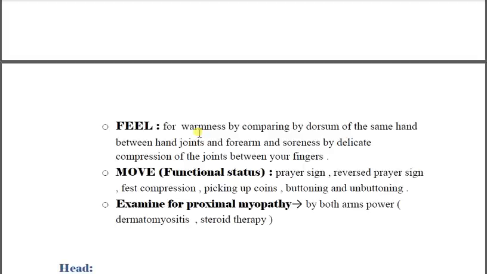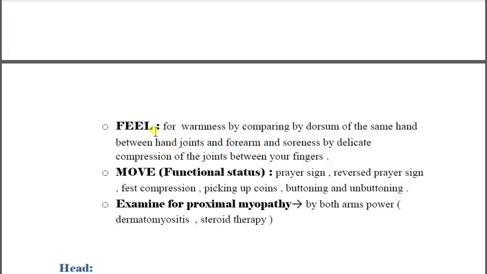And then you can do palpation also by comparing the joints and the forearm by the dorsal aspect of your hand. This is to know if there is warmness or not. If there is warmness and there is soreness, it means that there is active synovitis with the patient.